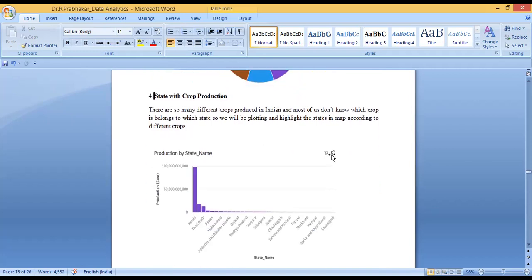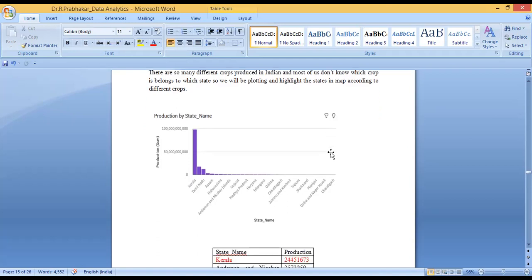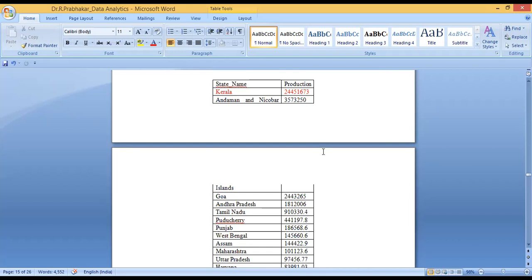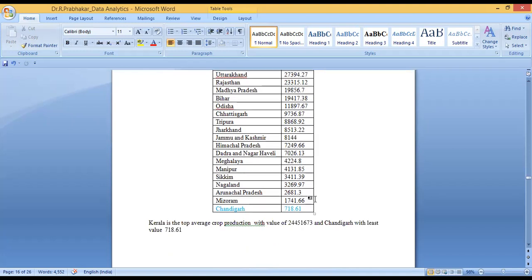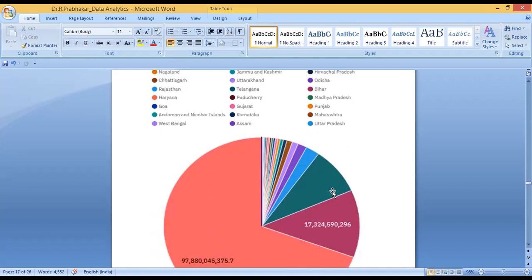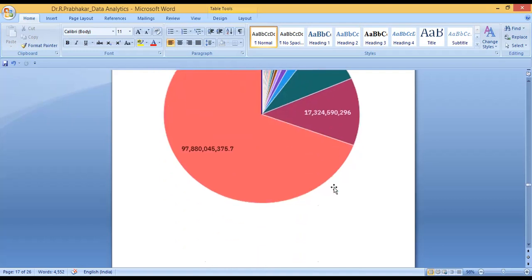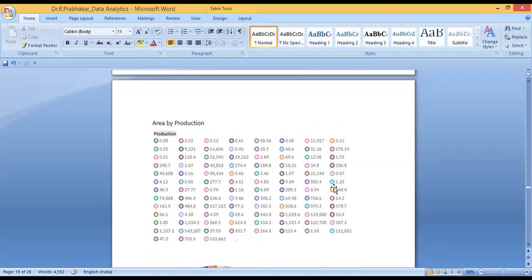Next, the fourth objective is states with the crop production. Here all states and the crop production are considered, and the visualization graph is observed between the states and production. Here the maximum production is observed in the Kerala state, that is 24451.673, and the minimum value is observed in Chandigarh, that is 718.61. There are also pie chart graph visualizations of the production values.